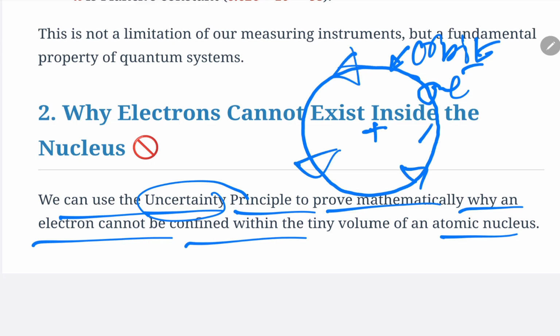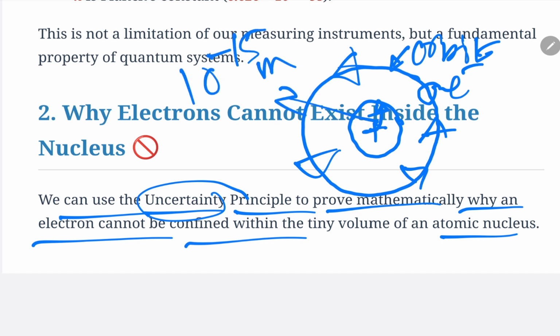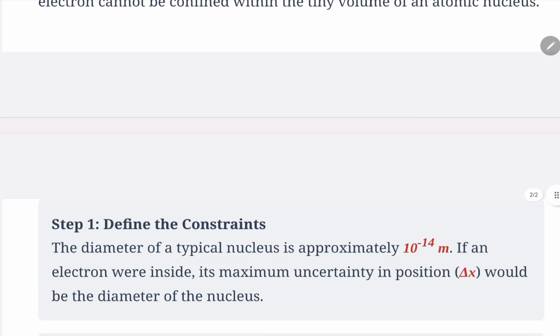Let's say it is orbiting like that, and now you want to find out why it cannot exist inside the nucleus, because the nucleus has a certain dimension. It is 10 to the power minus 15 meters. So let's see what we have next.